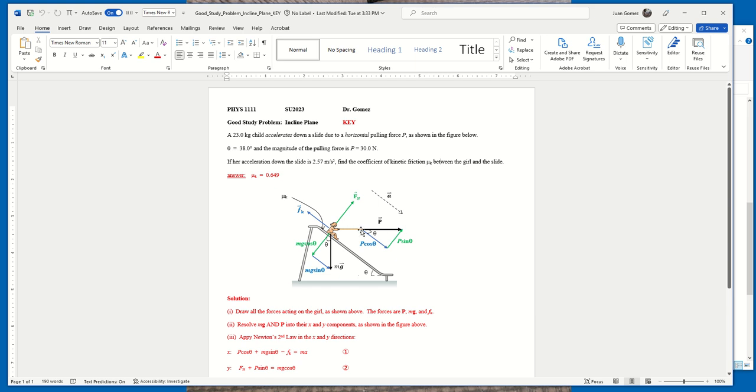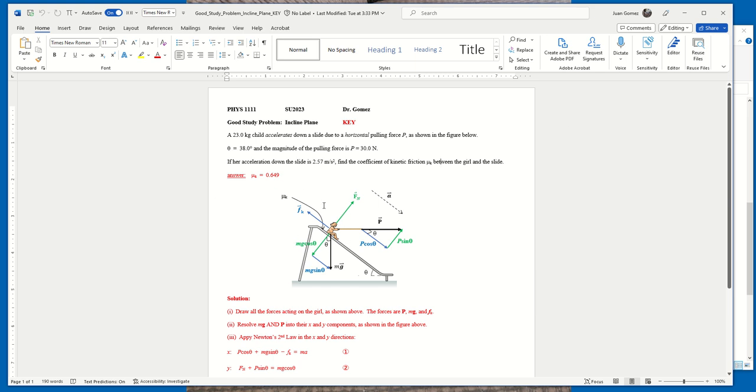That's equivalent to taking the black vector P. That's why I know to draw P cosine theta in the positive x and P sine theta in the positive y. Now again, in all these inclined plane problems, you're never going to see an acceleration in the y direction. So let me go ahead and we'll get to that.